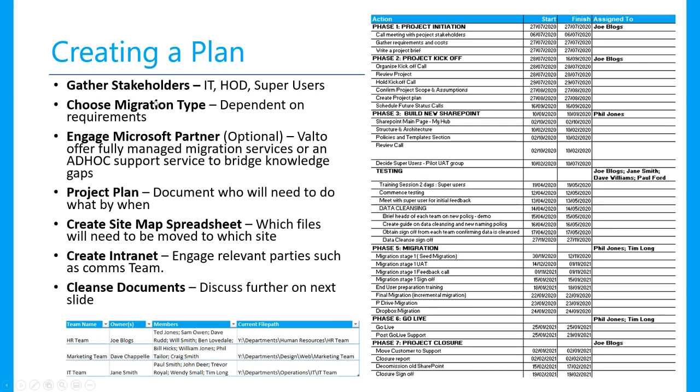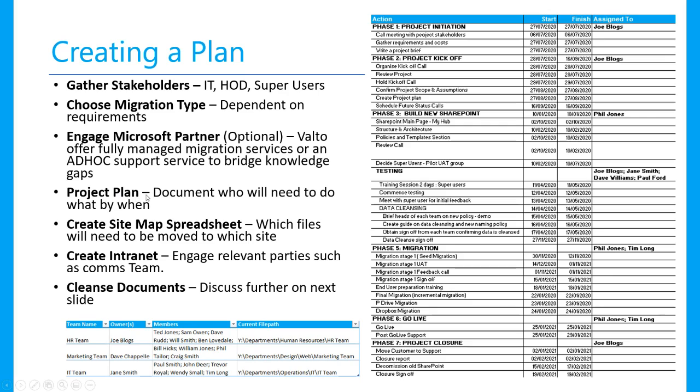The next thing, once you've chosen your stakeholders and your migration type, then engage, and obviously this is optional, but engage a Microsoft partner. So for example, Valto offer fully managed migration services, or we can provide ad hoc support services to bridge knowledge gaps. So maybe you have an IT department that just needs a little bit of additional support or training on how to use some of the migration tools so that they can actually get hands-on and do that themselves.